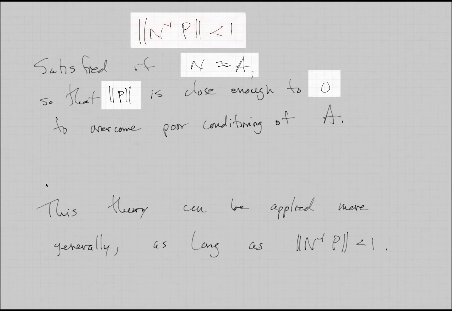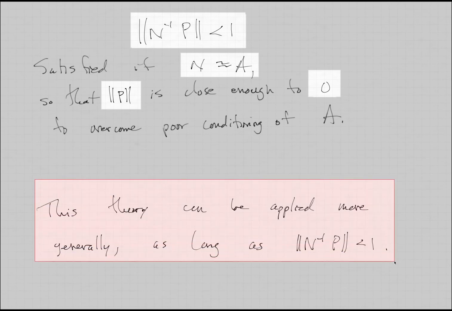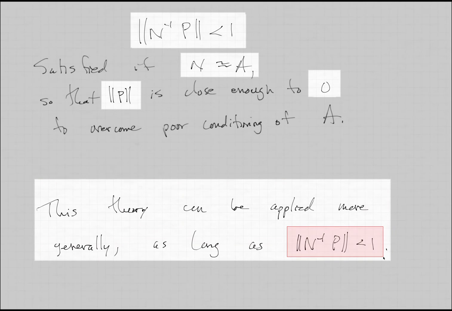But it's interesting to note that now that we've developed this theory, we can apply it to any N and P as long as this inequality is satisfied. So we could take any approximation N to the matrix A, and then P would be the difference between A and N. And as long as this inequality is satisfied, we could use this iterative method to converge to a solution. Now, why might you want to ever do that? Well, you wouldn't want to do it in any of the cases we've looked at so far.